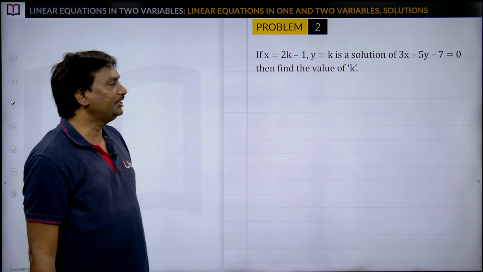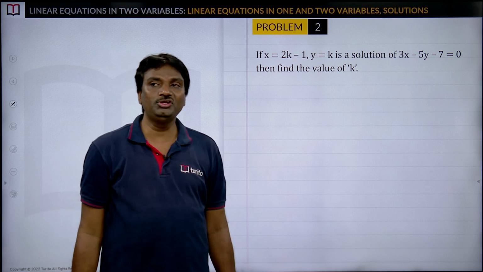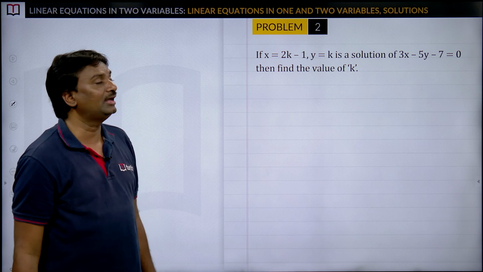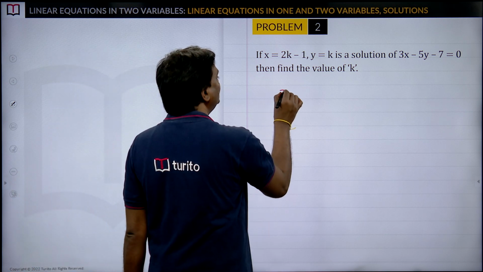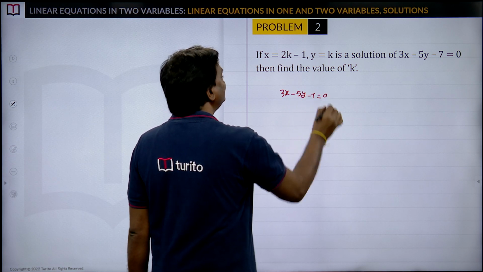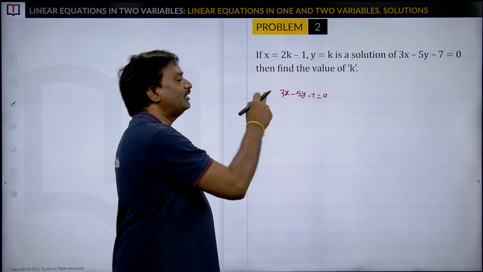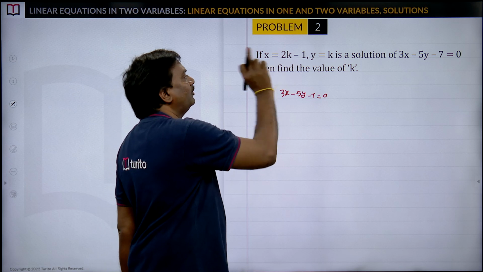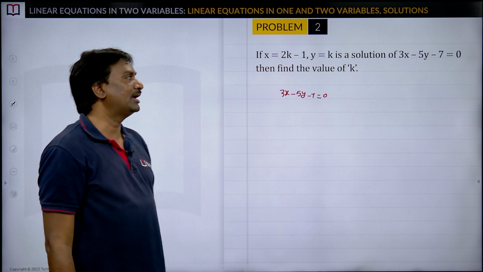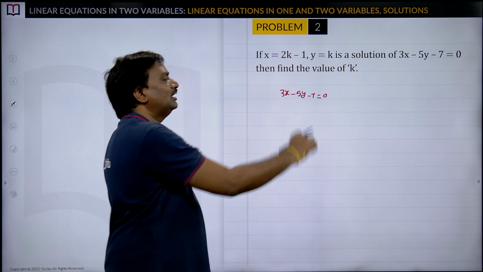Next, if x equal to 2k minus 1, y equal to k is a solution of 3x minus 5y minus 7 equal to 0, then find the value of k. Here we have the equation 3x minus 5y minus 7 equal to 0. For this linear equation, we have x equal to 2k minus 1 and y equal to k. So, in place of x we write 2k minus 1 and in place of y we write k.